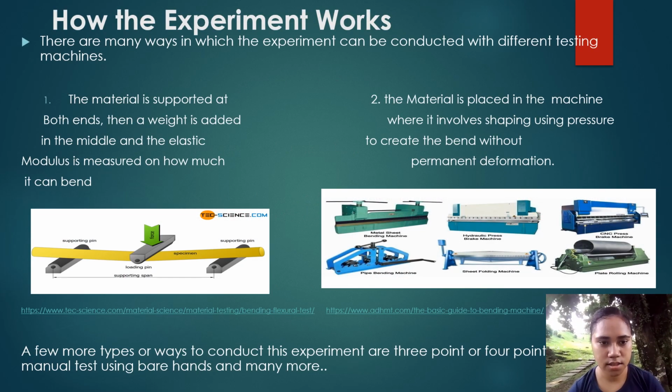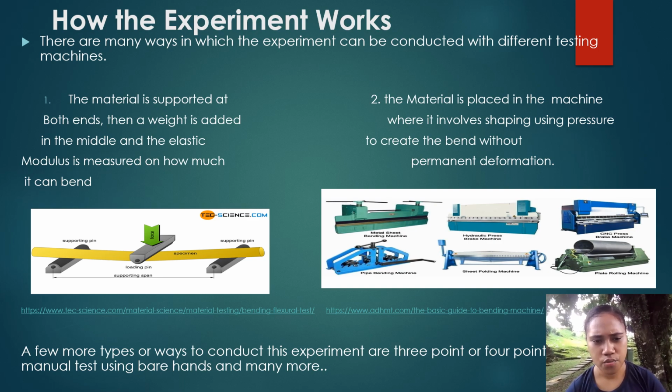Moving on to our next slide. This slide explains how the experiment works. There are many ways in which the experiment can be conducted with different testing machines. For the first one, the material is supported at both ends, then a weight is added in the middle and the elastic modulus is measured based on how much it can bend.